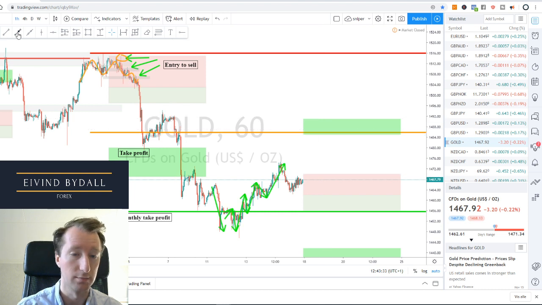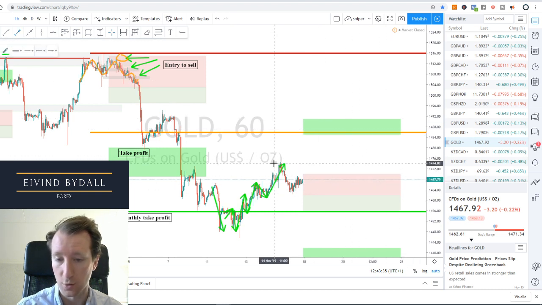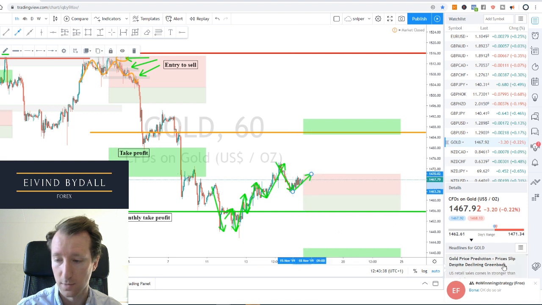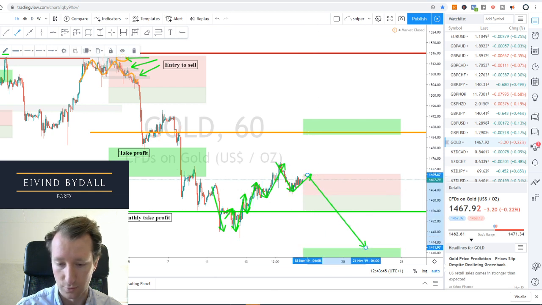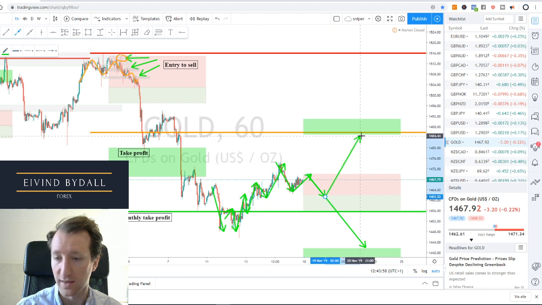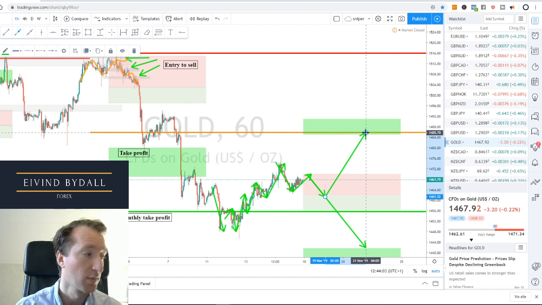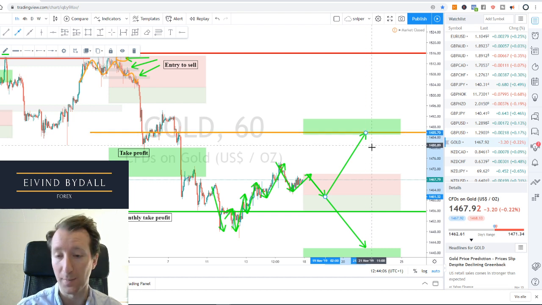Well, if you are a seller, this is what you would love to see on a short term, and then you would take it all the way down to 1441. But if it doesn't happen and it only does this and then goes up there, then the target is 1485. I find it very amazing that we have targets and we have entries.